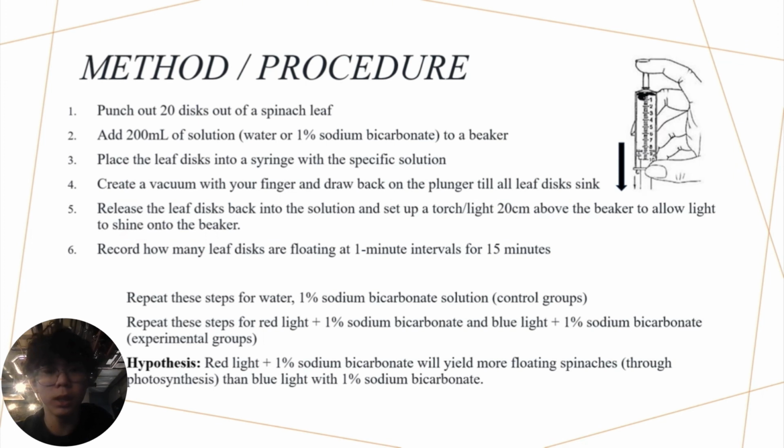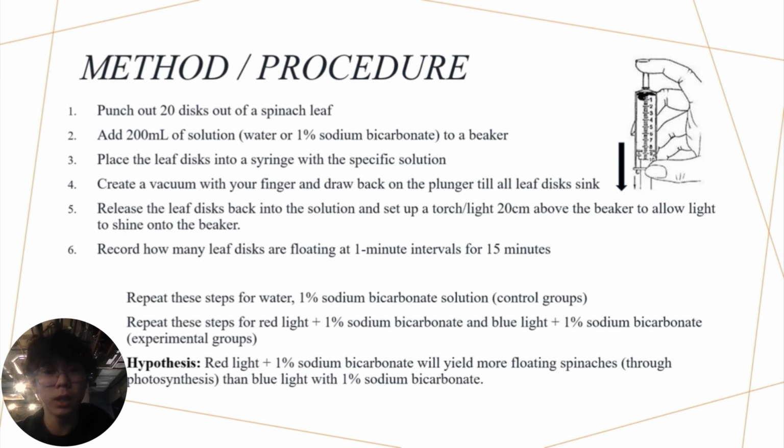Step 3 is to place the leaves in the syringe with some solution. Step 4 is to create a vacuum with your finger, drawing back on the plunger until all the leaf discs sink. This step effectively sucks out all of the oxygen and carbon dioxide gas from the spongy mesophyll layer, increasing its density and causing the leaf to sink.